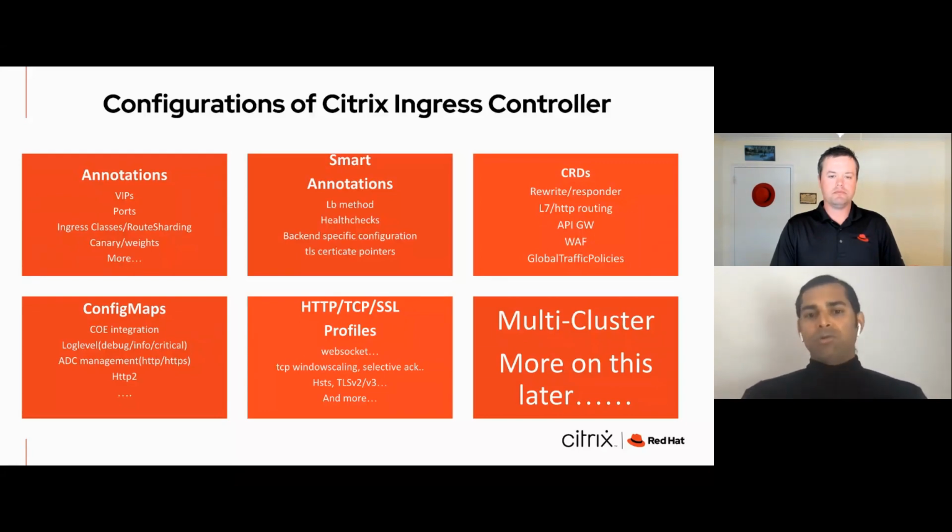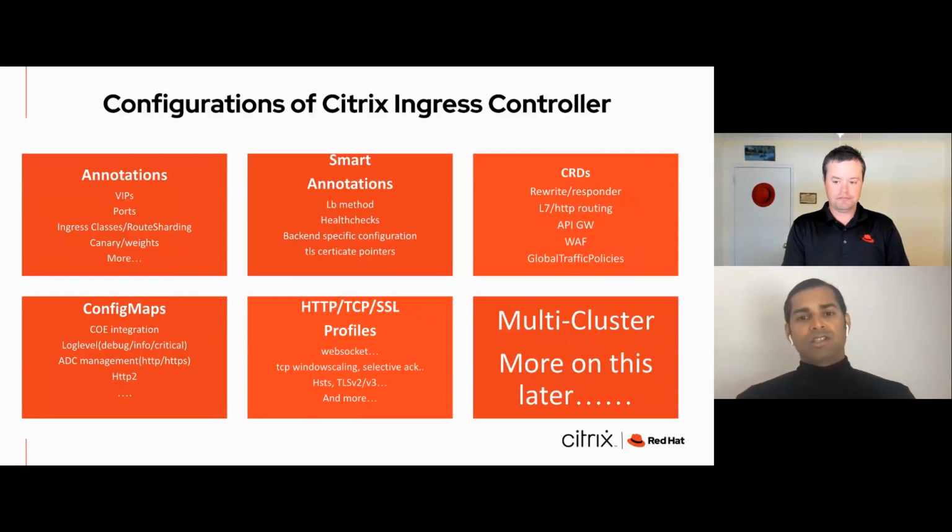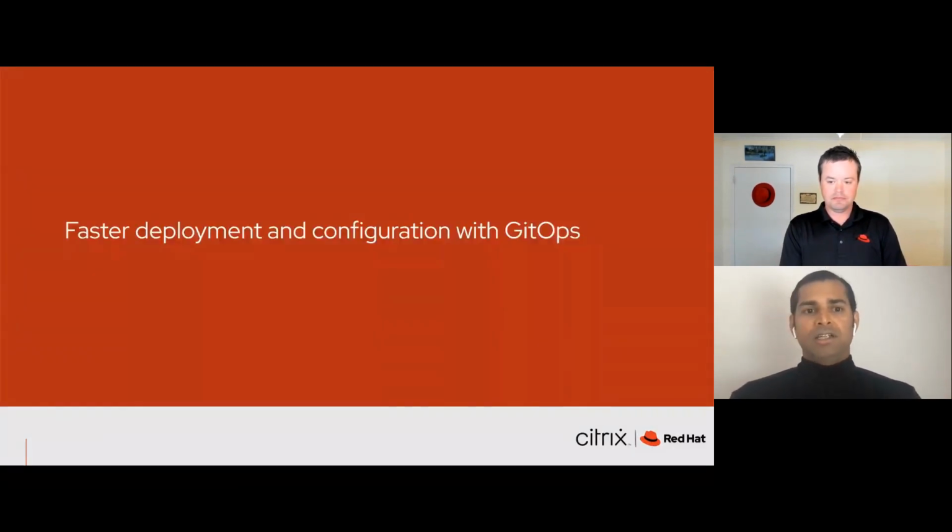And for more network-oriented cases, things like using certain protocols like WebSocket or gRPC, etc., you can use the HTTP profiles which we have. If you have an application which needs a certain TCP protocol to be used, like TCP window scaling or selective ACK, etc., we support that as well. And then if you have specific ciphers, etc., we have different SSL profiles which can enable that, right?